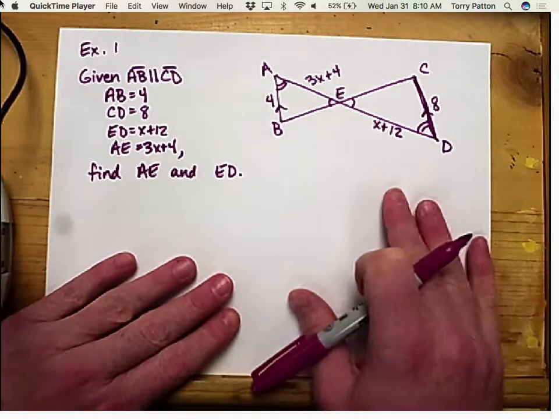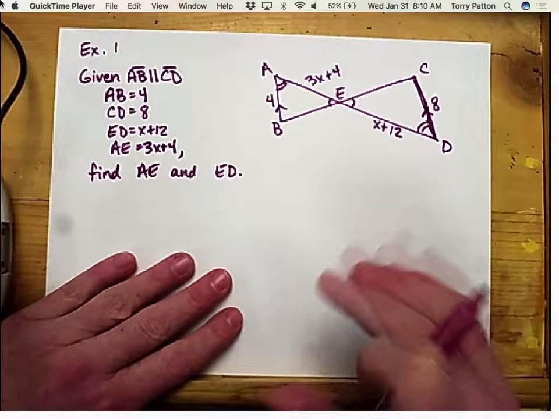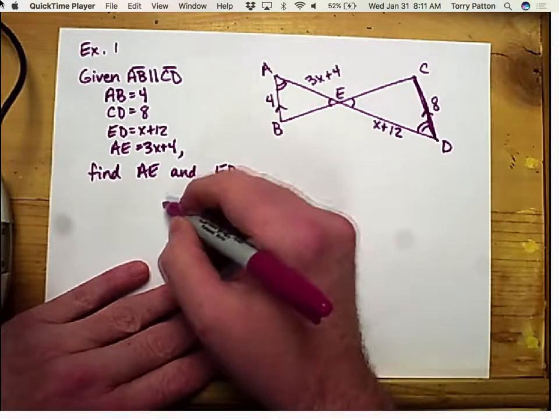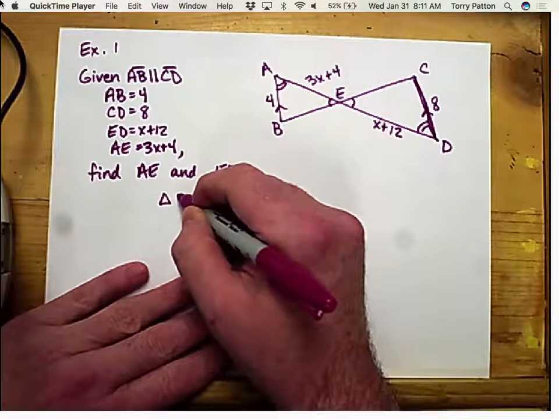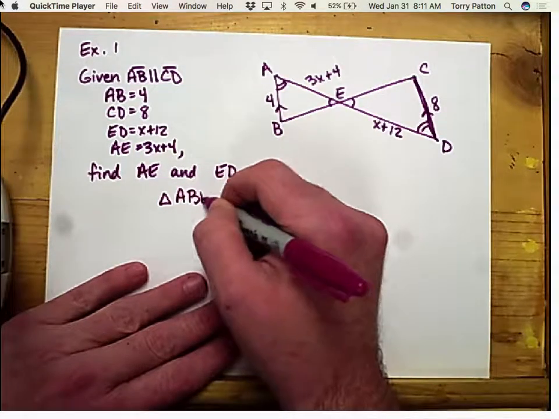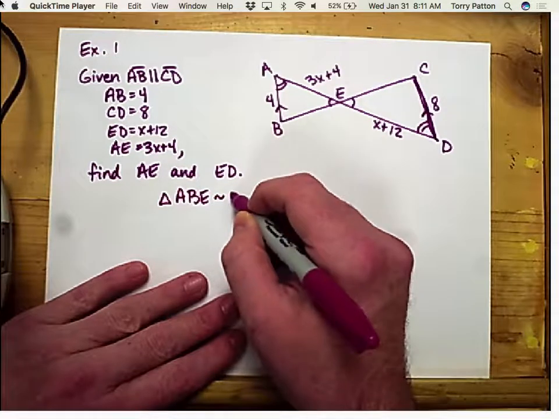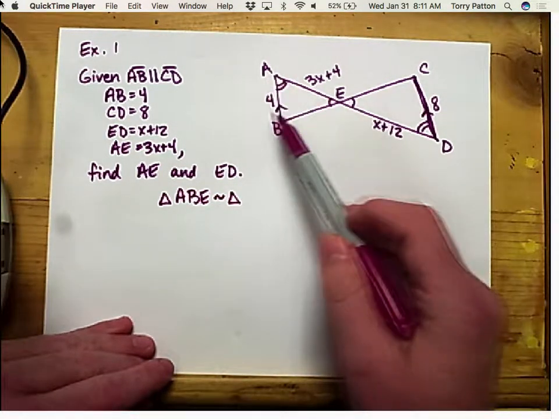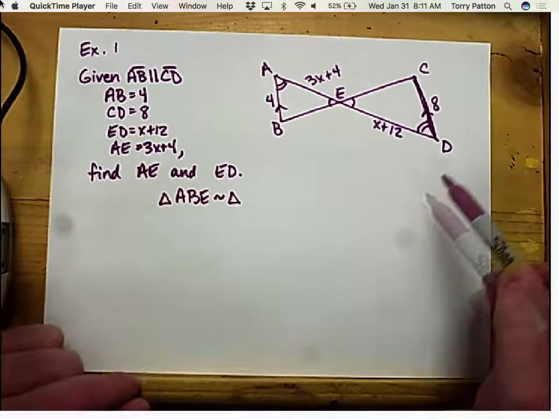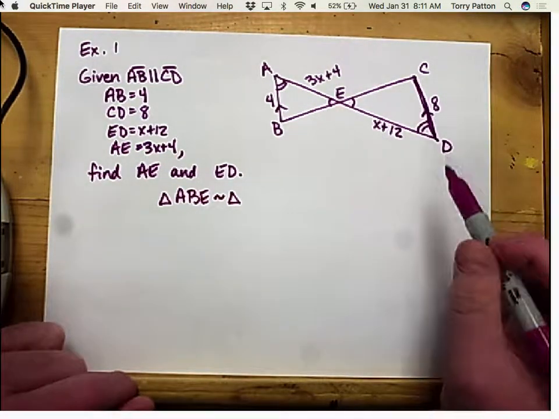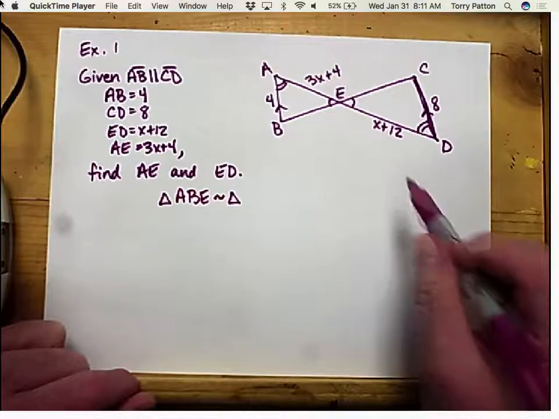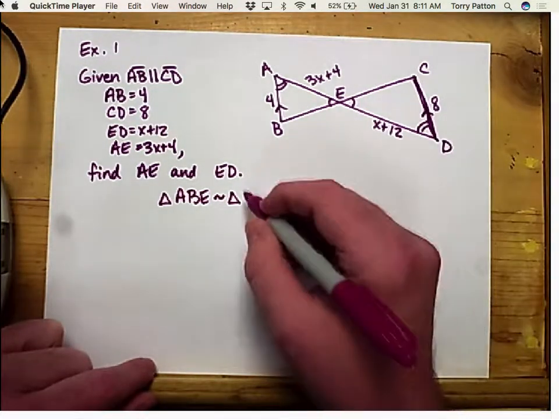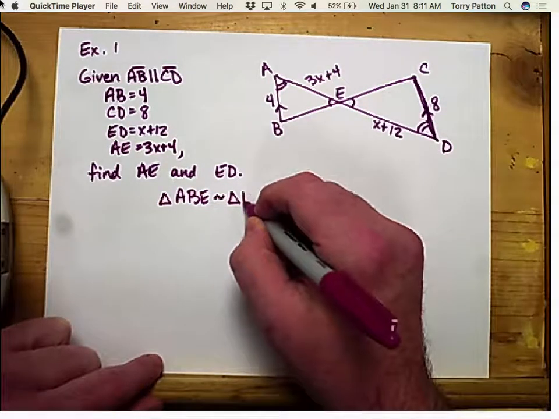Okay? So now, your similarity statement is important though. So triangle ABE is similar to triangle what? Okay, so A on this triangle corresponds to what on this triangle? D. A is that angle. D is that angle. So A goes with D.